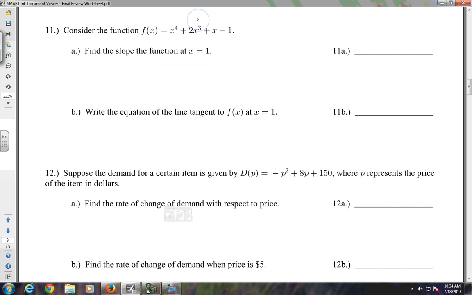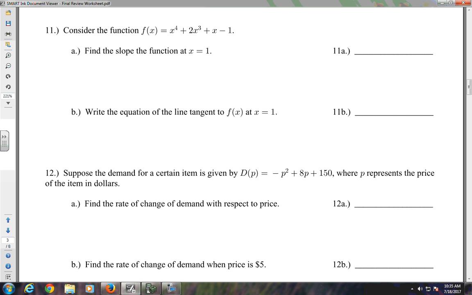In the last video, we reviewed some rules of differentiation. In this video, we're going to take a peek at a few applications of the derivative. We'll look at slope, demand, and problems associated with cost. So I'll work problems 11 through 13.